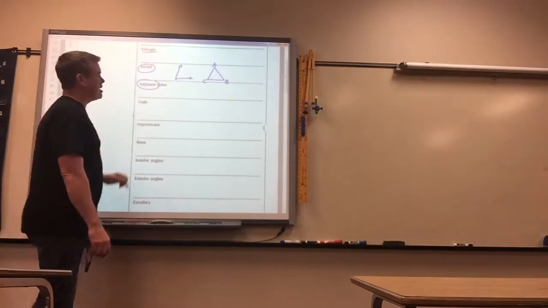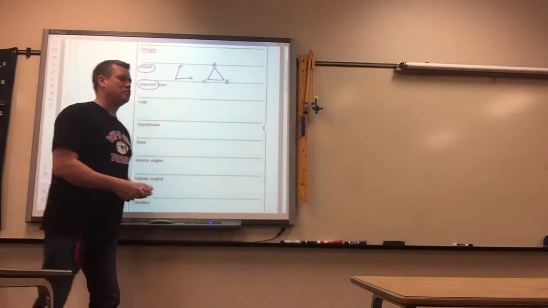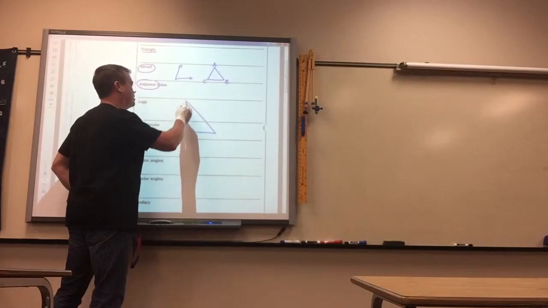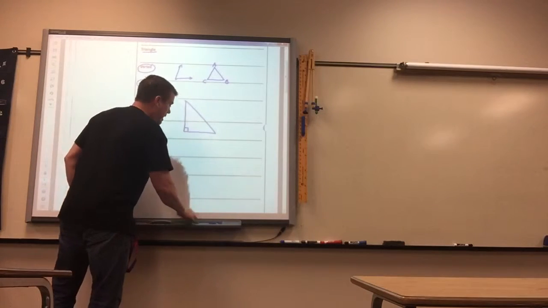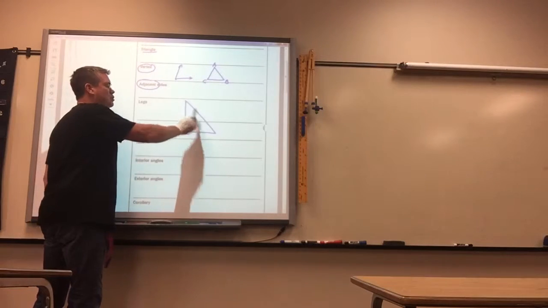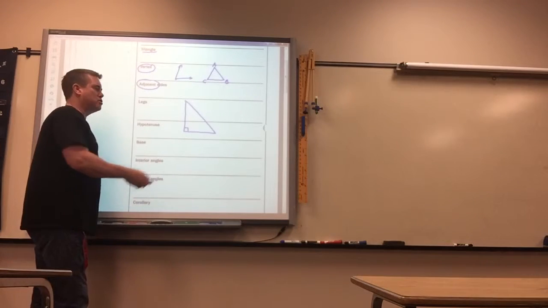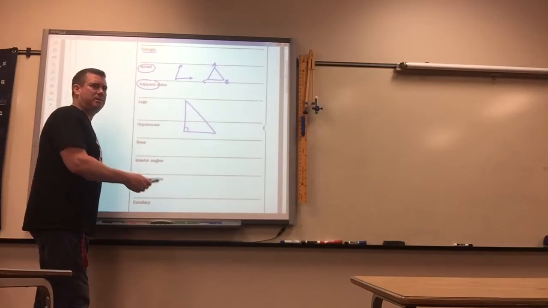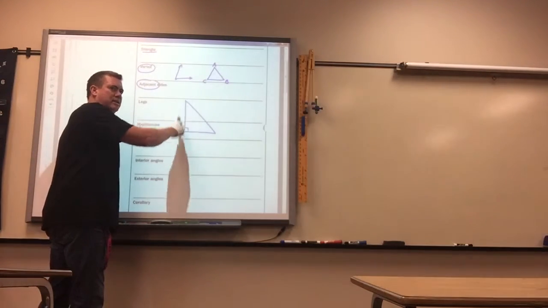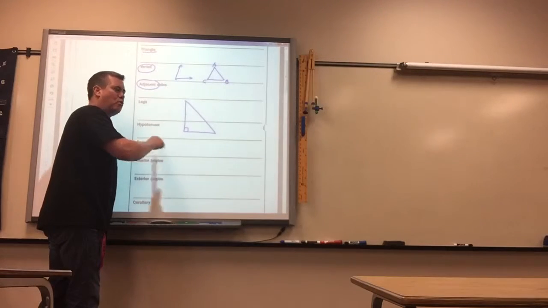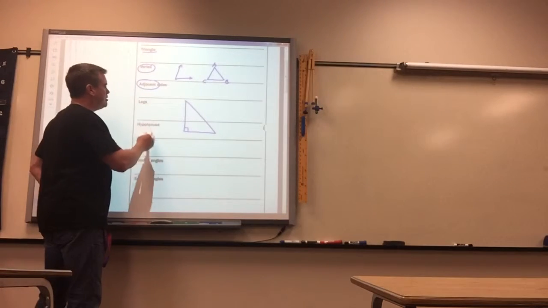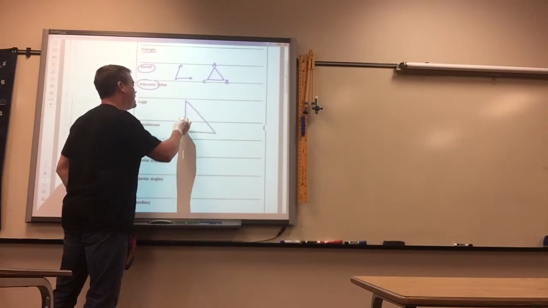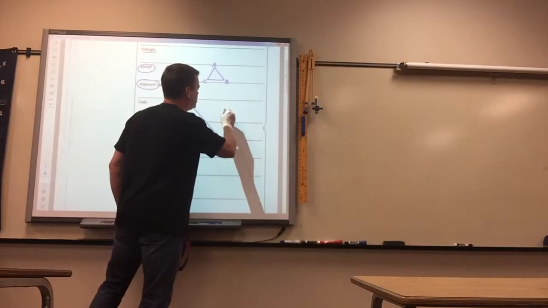Now, a lot of the stuff we do coming up is right triangles. I think everyone knows what a right triangle is, I hope. In a right triangle, you have a 90 and two other angles. So since this is 90, these two will have to add up to 90 because together, what do all the angles always add up to? 180.